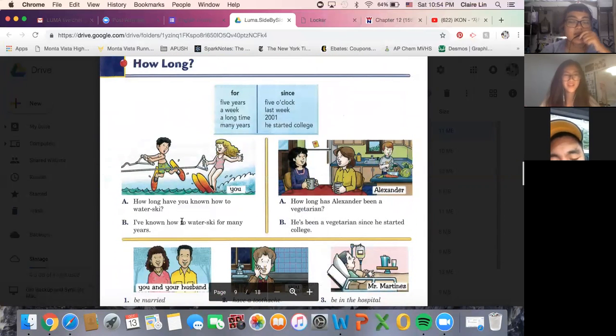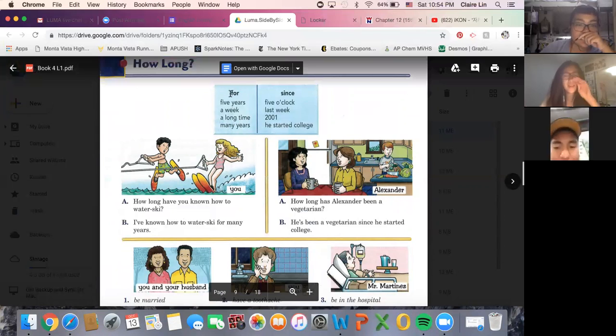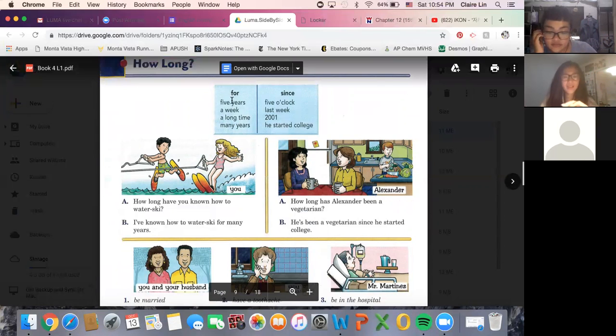Okay. So, how long? This is adding time to your sentence. When you use "for", examples would be 5 years, a week, a long time. And then "since" means from this time till now. They have kind of the same meaning, but you use them in different situations.